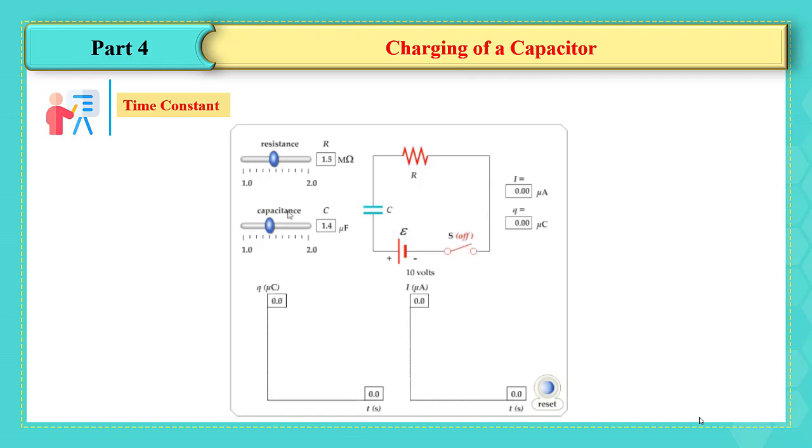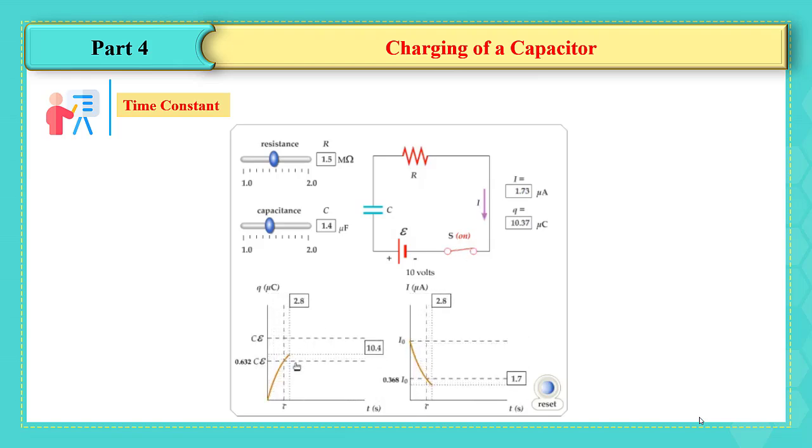Now I'm going to increase the resistance until it reaches 1.5, and I'm going to keep the capacitance as 1.4 and then close the switch. See that the graph of Q as a function of time is increasing, and the graph showing I as a function of time is decreasing. Now we are going to record time tau. In this case, when we change the value of the resistance, time tau, as you can see, is equal to 2.1, so it is increasing with the increase of R.